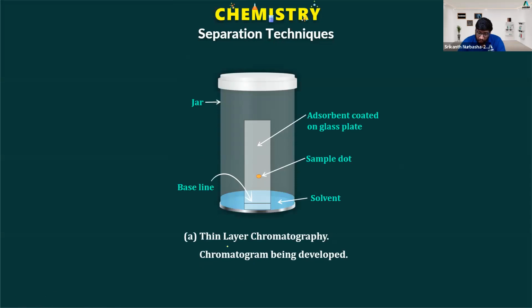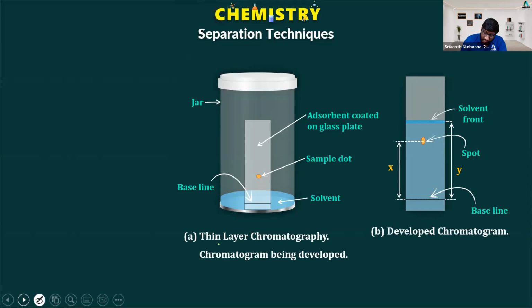So in thin layer chromatography, the chromatogram is being developed. These are solvents. This is a baseline. I have kept the sample dot. The adsorbent, that is silica gel or alumina, is coated on the glass plate. This is the closed jar. And this is the developed chromatogram where, from the baseline, the solvent has moved by some distance y, and a particular component out of the mixture ABC moved by some distance x. This is nothing but the developed chromatogram. This is TLC where the chromatogram is being developed because solvent molecules are moving.